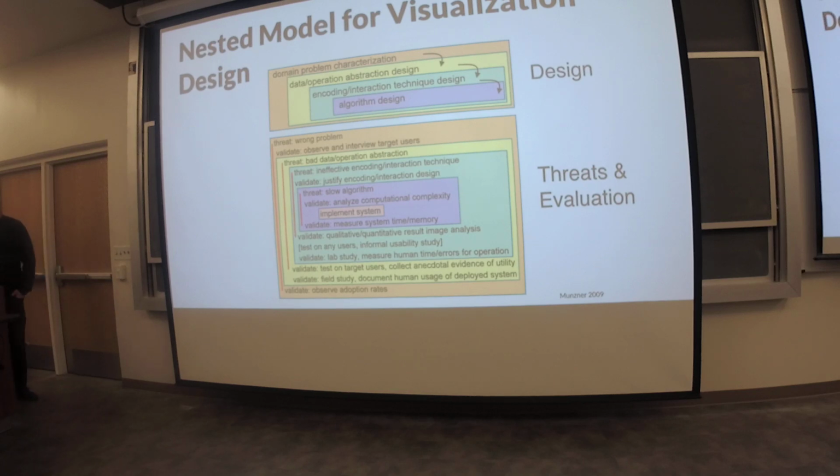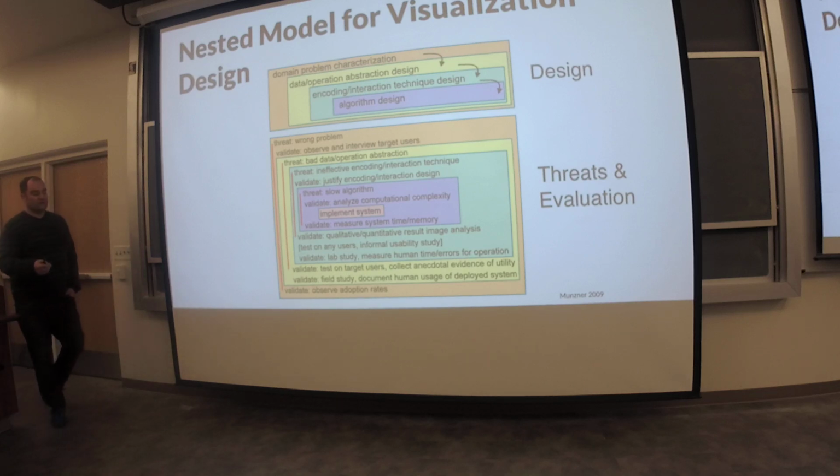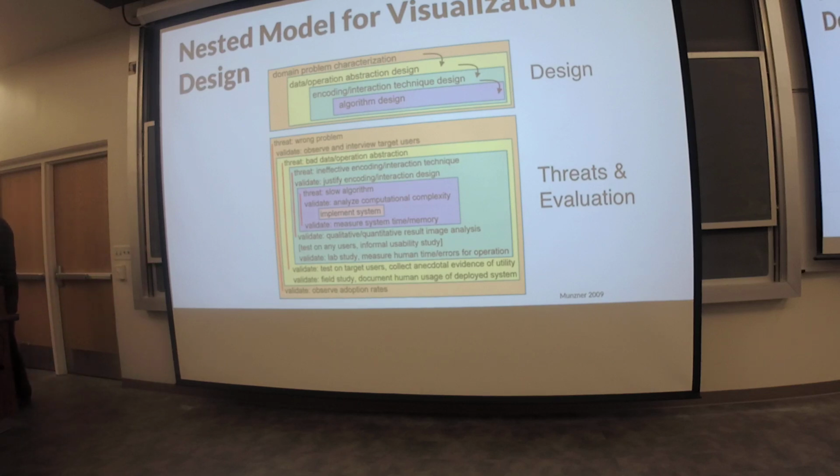At the data operation abstraction step, you could test on target users. So is it actually useful for the people that you designed it for? Do we have anecdotal evidence of utility? You could run a field study. You could document human usage: your collaborators that you built the system for, are they actually using it? For example, are they using it to create paper figures or to analyze their data?